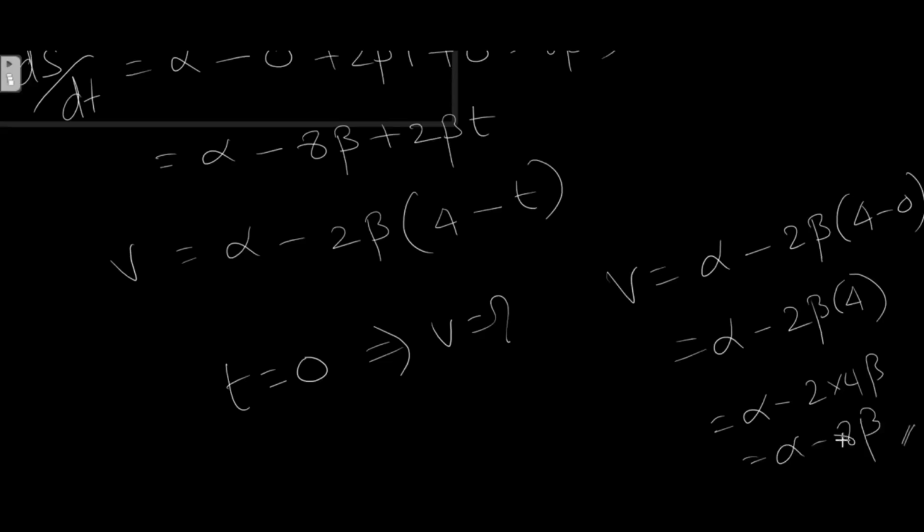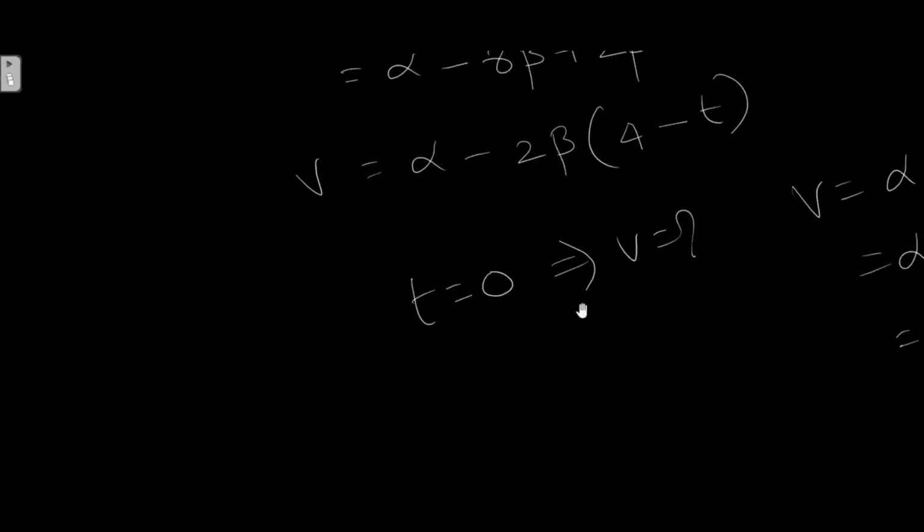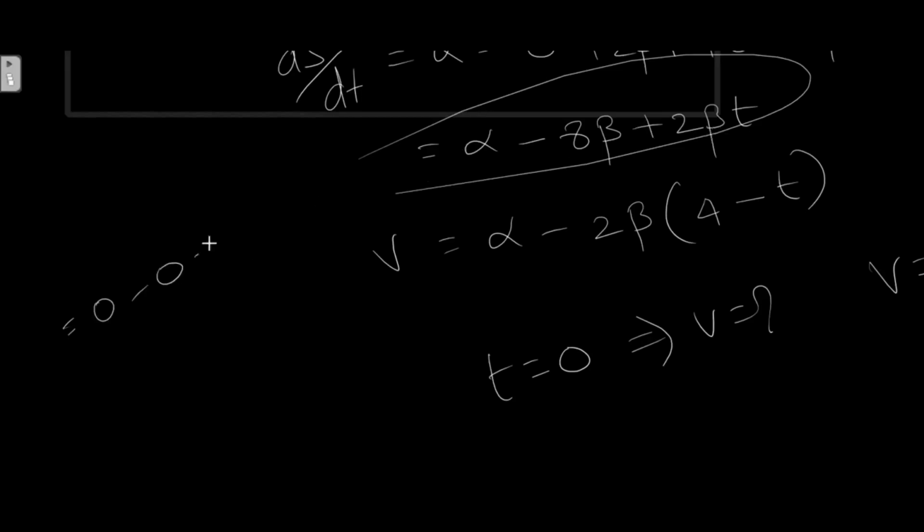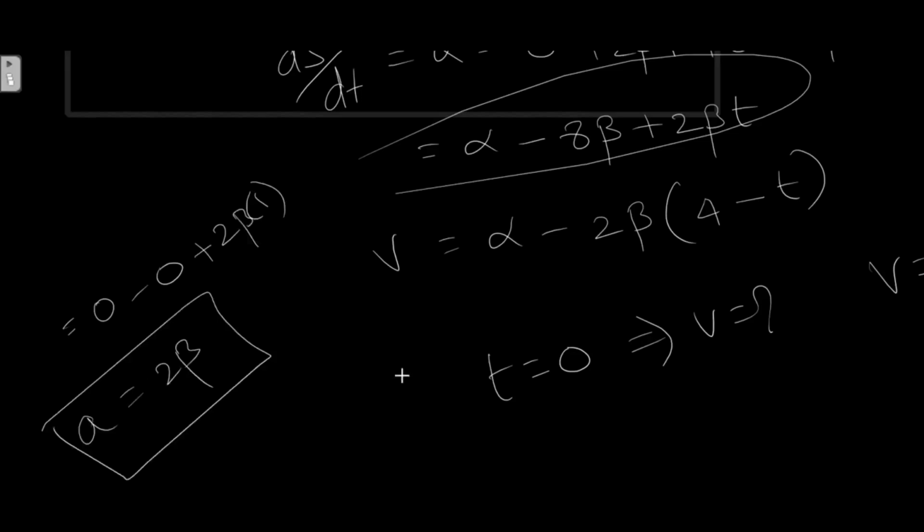At t equal to 0, the velocity will be this. And at t equal to 0, what is the acceleration? Again, differentiation with respect to t of the velocity equation. Now again differentiating: alpha differentiated with respect to t is 0, minus 8 beta is also 0, and 2 beta t gives 2 beta. So acceleration is 2 beta. Clear? Thank you.